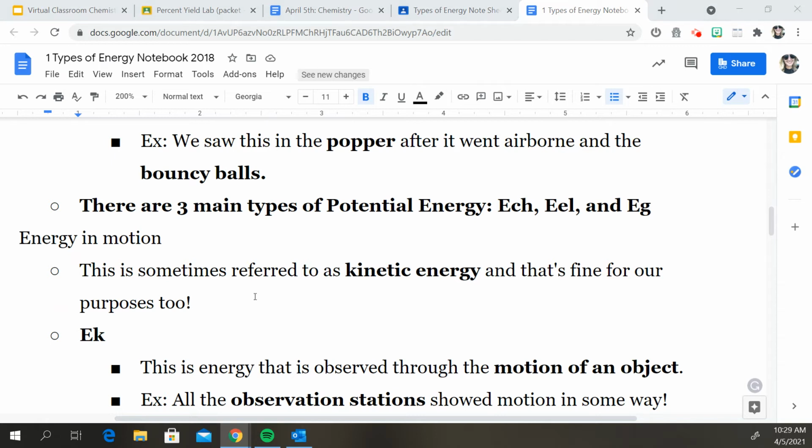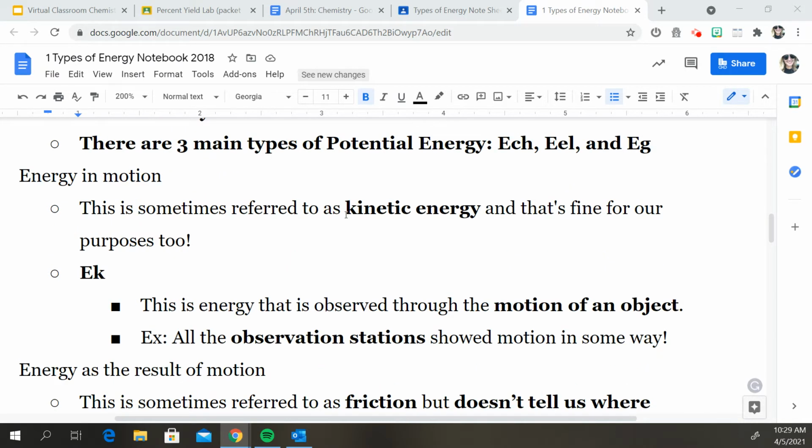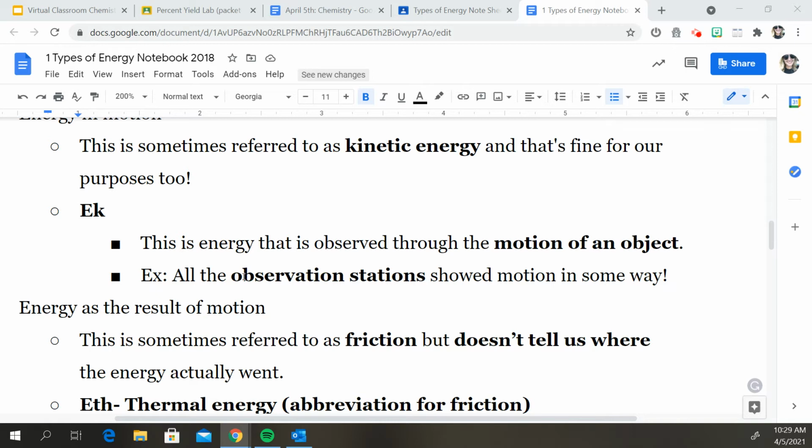Next, we're going to move into the next category of energy. The first category we talked about was energy not in motion, or stored energy. Now we're going to talk about energy that is in motion. Energy that is in motion is referred to as kinetic energy, and we're going to call it kinetic energy always. The symbol for kinetic energy is capital E, lowercase k, and this is energy that is observed through motion of an object. All stations that we do in our lab tomorrow and Wednesday have motion in some way, shape, or form. So we're going to see a form of kinetic energy at each lab station that we do tomorrow and Wednesday.